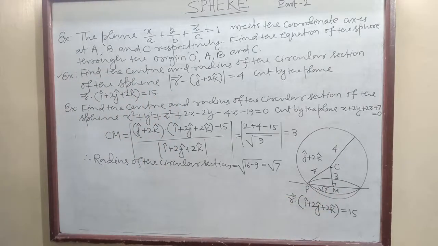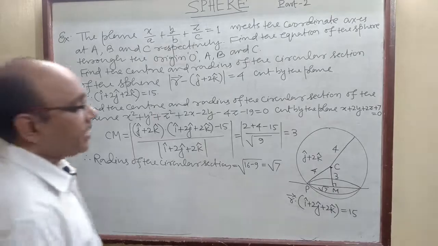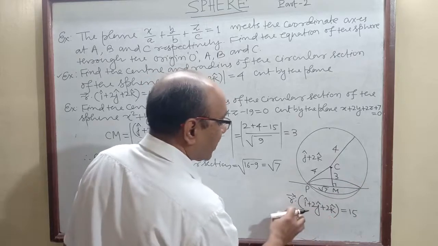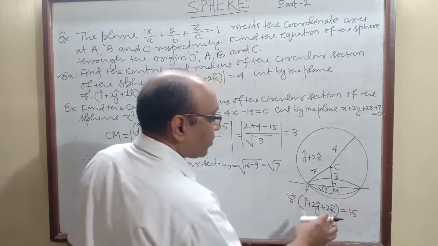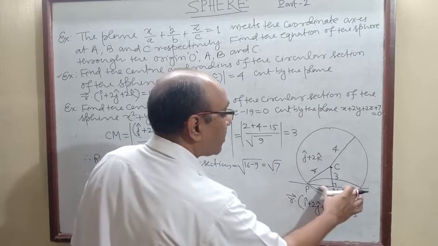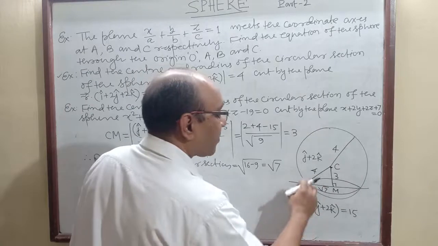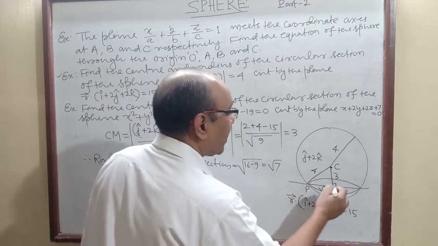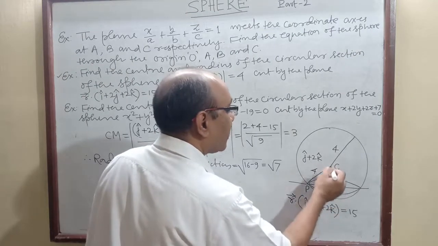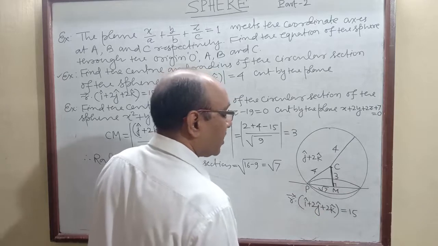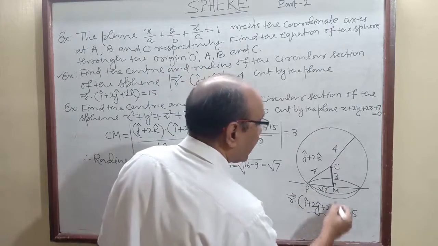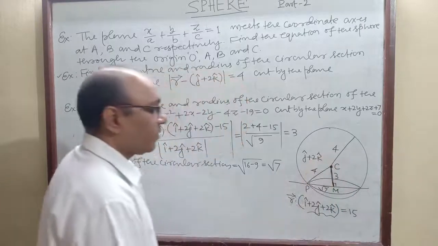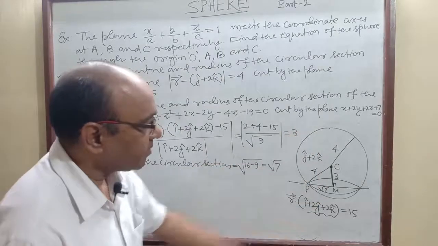This is important. How will the center come? The equation of this plane which cuts the sphere is given as this. It is of the type r dot n equal to d. So n is the vector perpendicular to the plane, which means n is the vector perpendicular to this circular section also. This vector is along this line. This is the perpendicular line on the circular section or on the plane as well. So this is the vector along this line, and this line passes through this point C. So can we write the equation of this CM?